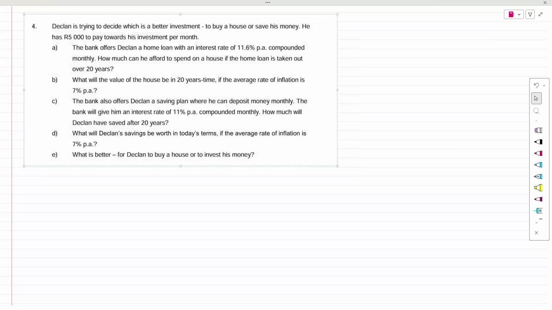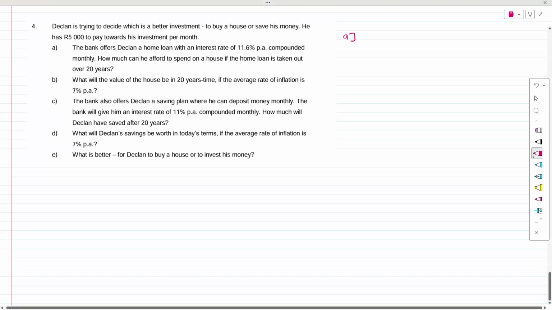Okay. So this guy, his name is Declan. He's trying to decide which is a better investment, to buy a house or to save his money. He has 5,000 to pay towards the investment every month. Now, guys, when you buy a house, you talk about inflation. When you buy a car, you talk about depreciation. So we need to remember those ones. But let's go with this guy, right?